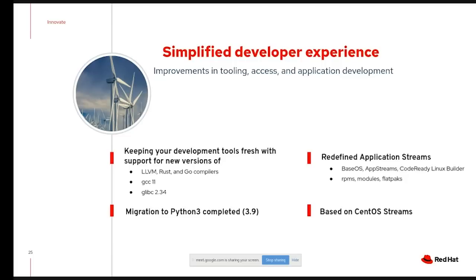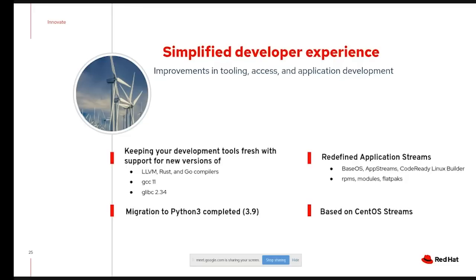But one of the things we've done is we've redefined application streams that we introduced originally in RHEL 8 and the use of things like CodeReady Linux Builder. We can provide software, these compilers, these development tools, in the form of RPMs or even potentially as Flatpaks, again, for the workstation model. We still have modules, but we're changing the scope of those, and we're changing the scope of AppStreams itself.